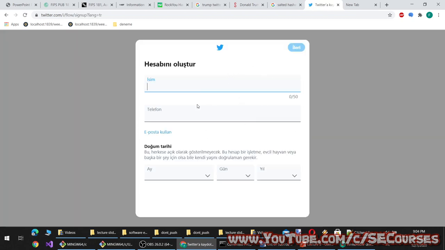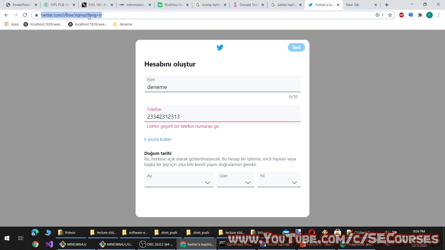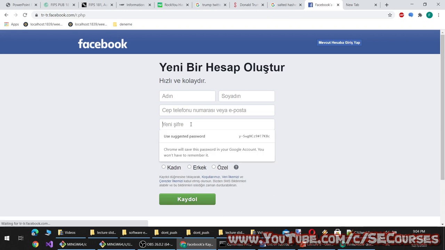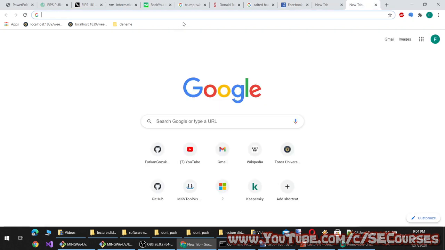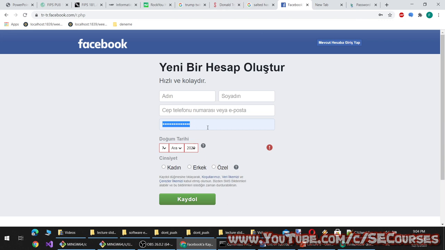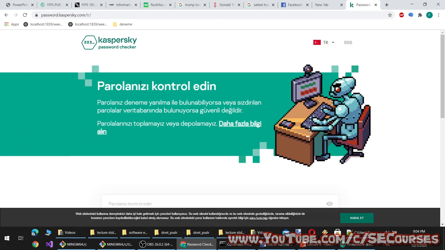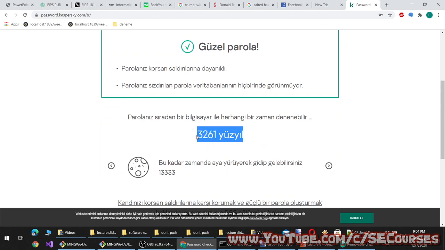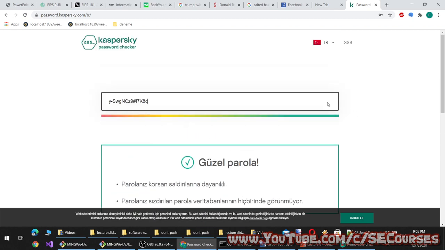Okay, here Chrome suggests a strong password like this. You see, this password would take forever to crack. Let me show you what I mean. This is an automatically generated password. It will be saved in my Google account, which I have logged into in my Chrome browser. And let's see how much time it takes. This takes 3,261 centuries. So it is impossible to crack these passwords at all.